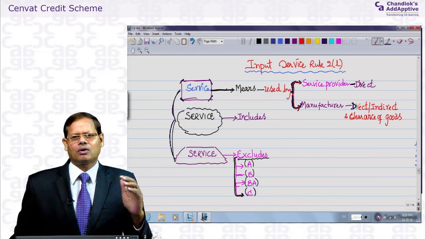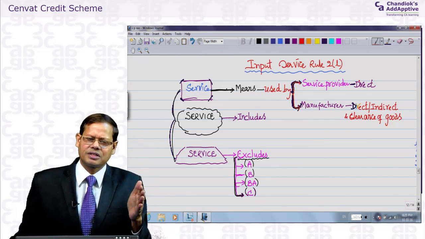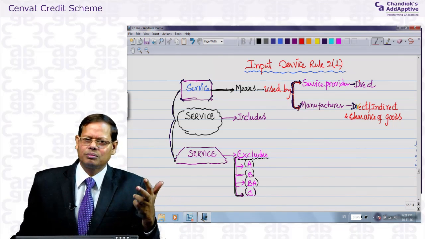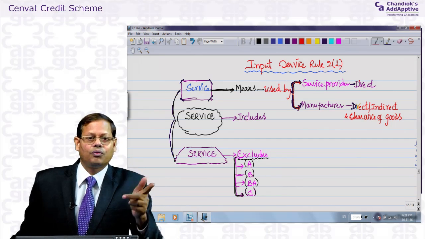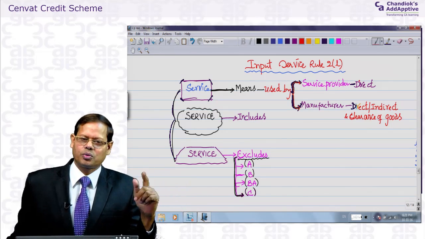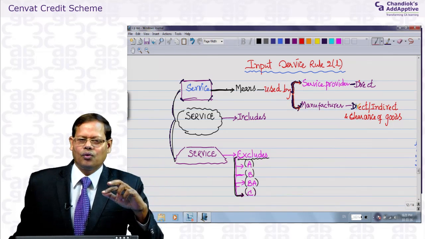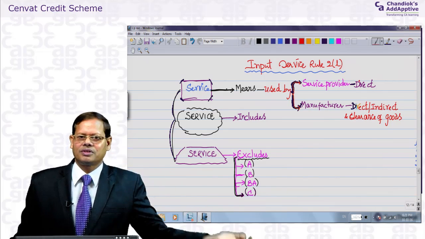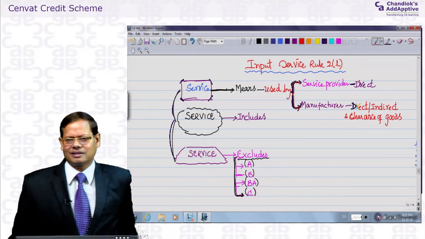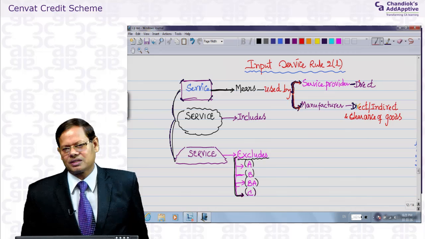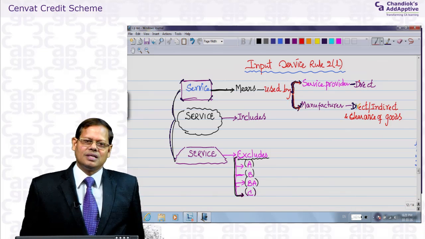For a service provider, in all three definitions, the service provider must use the goods, whether capital goods or inputs, for providing output service. Similarly, here also the service provider must use the input service for providing output service, otherwise it is not an input service. It's a very technical and typical way they have done it. So, okay.